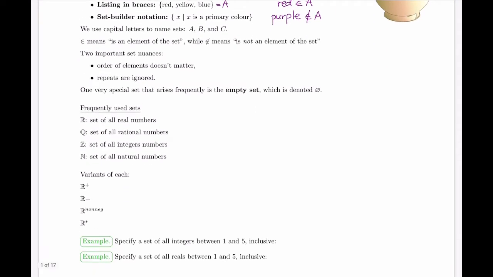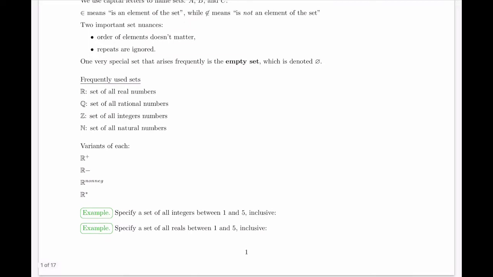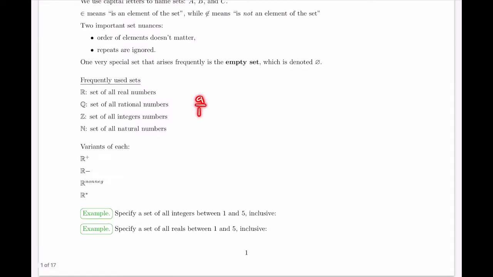Because we're going to be working with numbers, there are a number of different shorthands that we use for frequently seen sets. For example, this bold letter R denotes the set of all real numbers. The bold letter Q denotes the set of all the rational numbers, so numbers of the form A over B, where the bottom is not 0. The bold letter Z represents the set of all integers, so all the counting numbers, all the negative counting numbers, and 0. And N represents the set of all natural or counting numbers.